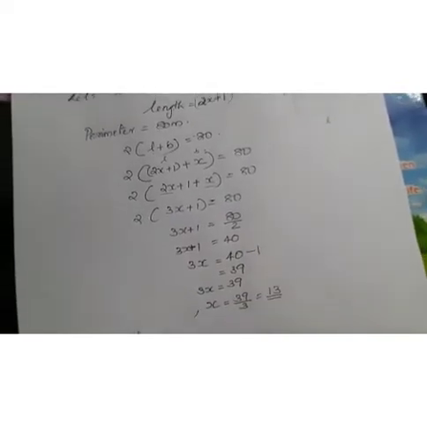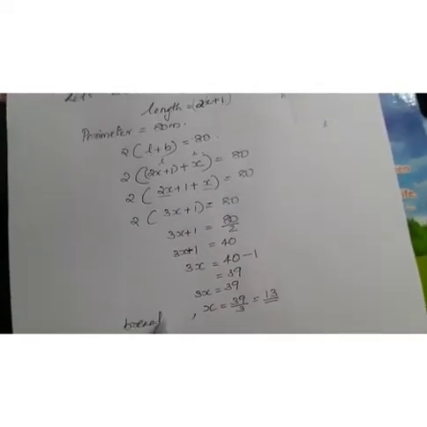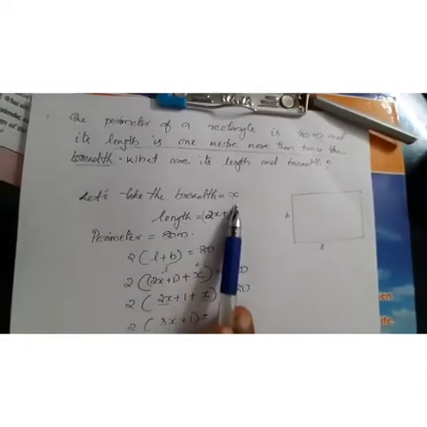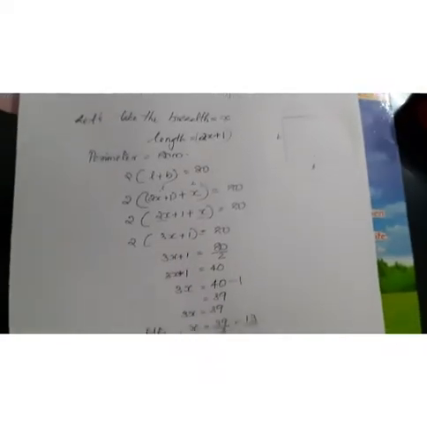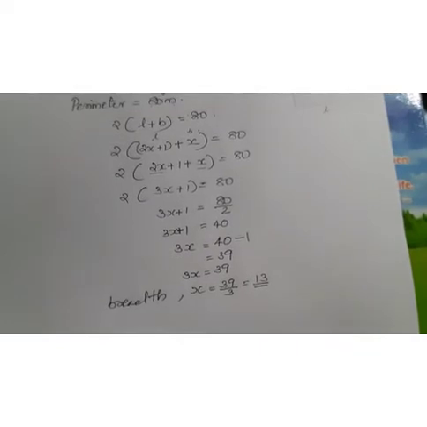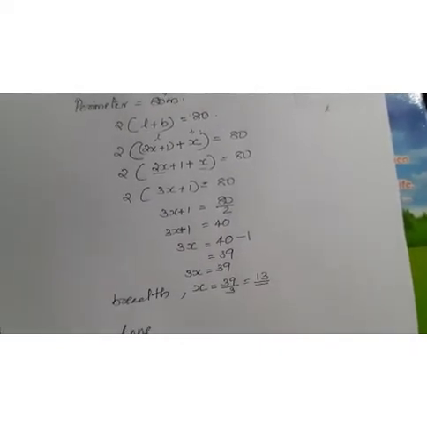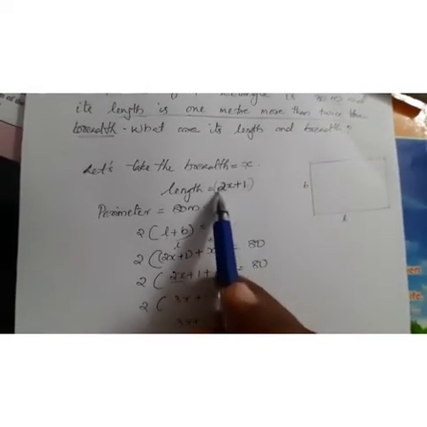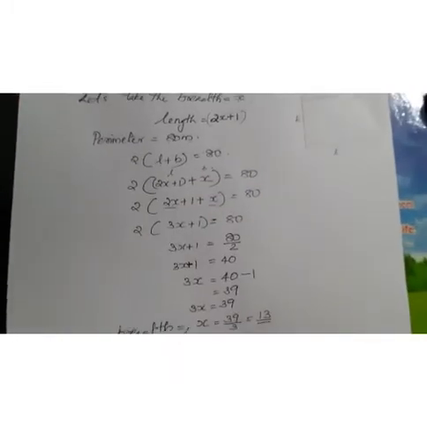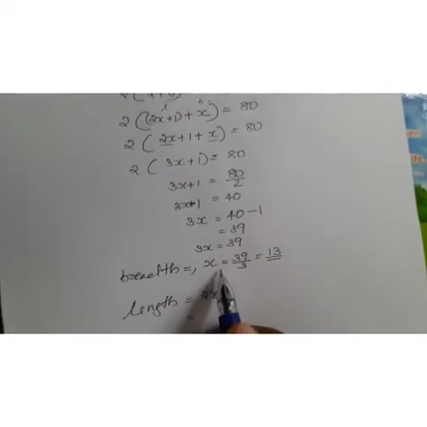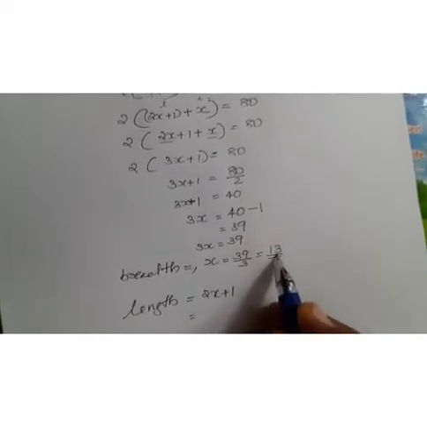What is x? It is the breadth of the rectangle. We have already taken the breadth as x meters. So the breadth you got as 13. Next you have to find out the length. Length is how much? Length you already wrote. It is 1 more than twice the breadth. So 2x plus 1 is the length. So substitute the value of x as 13.